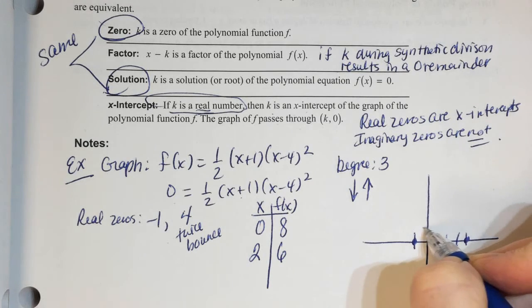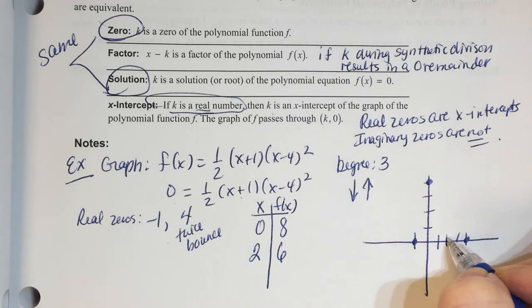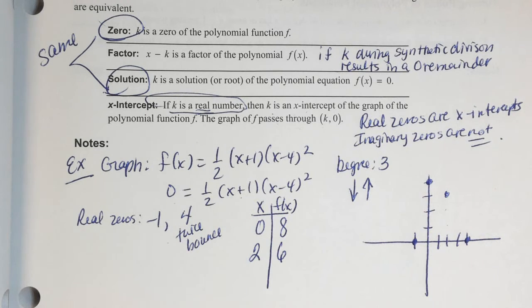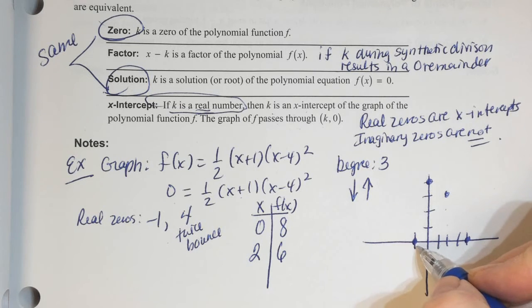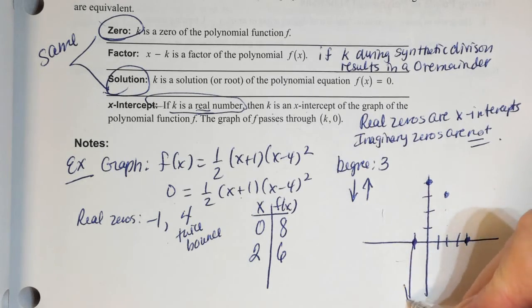So at 0, I'm at 8. At 2, I'm at 6. Now, I have to see if this is enough information. I really don't have to check any numbers down here because I know this is a 0. Can the function come back up again if that's my only 0? No, it's got to continue down like this.